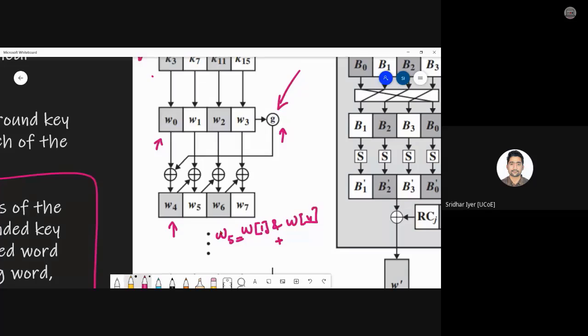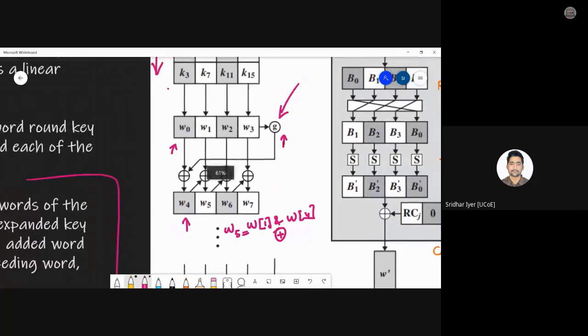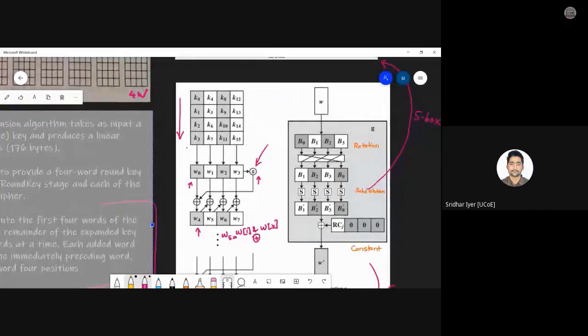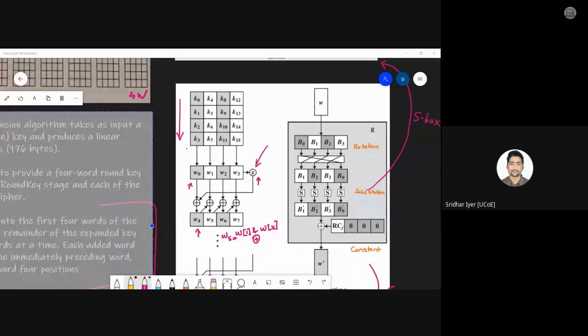In between, there will be an XOR operation, right? So you can see over here, W5 is nothing but W1 XOR W4 and you will get W5. Similarly, W6 is nothing but W2 XOR W5. W7 is nothing but W3 XOR W7. So once you get the value of G, you will get the value of W4, and every other value can be calculated. Am I clear? It's simple. Yes or no?